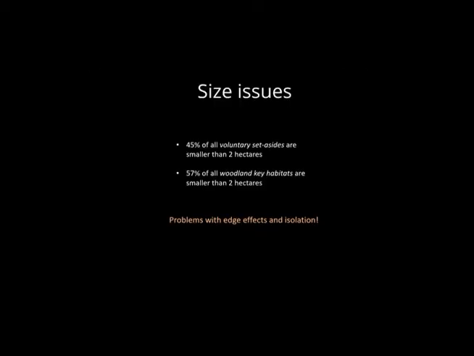There are other issues with these last two kinds of protection or definition of forest, and that is that they are very small. 45% of the voluntary set-asides are smaller than 2 hectares, and 57% of the woodland key habitats are smaller than 2 hectares. And as a forest ecologist, I know that the edge effects and isolation of these small patches become more and more obvious and more severe the smaller the patches of remaining forest are.